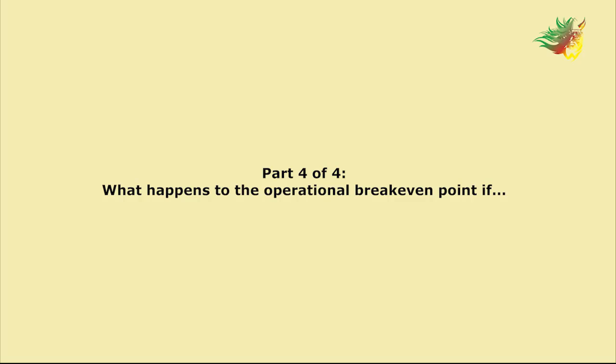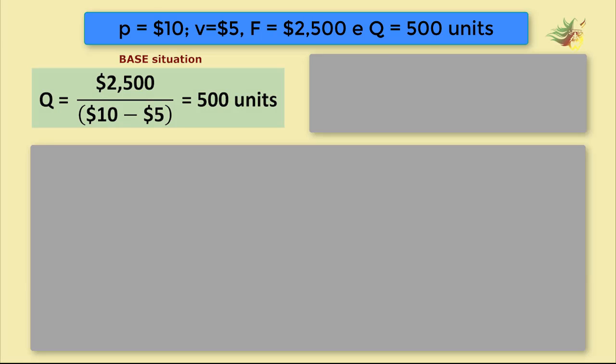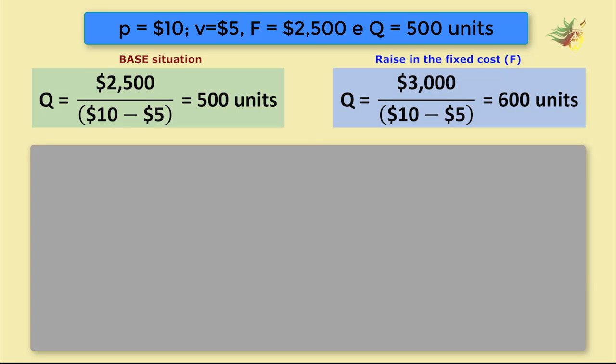Part 4 of 4. What happens to the operational break-even point if? This is the basic situation, our numerical example, where the operational break-even point calculated is 500 units. If, in comparison with the basic situation, the total operational fixed cost rises, for example, to 3000, the operational break-even point will rise to 600 units. Hence, an increase in the operational fixed cost generates an increase in the operational break-even point.